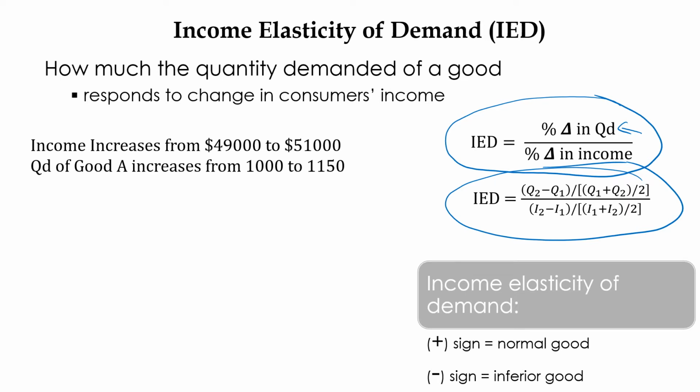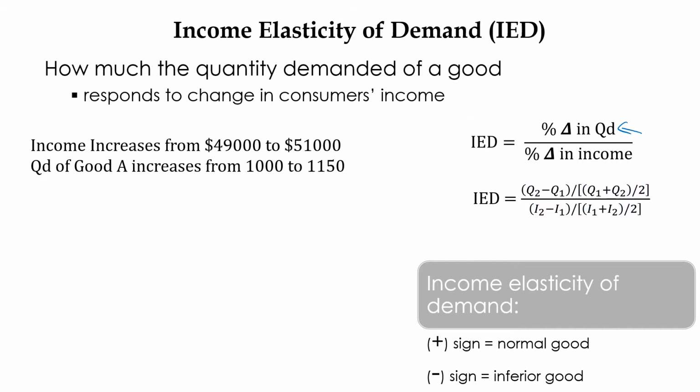So for example, the quantity demanded of a good increased from Q1 to Q2, and we divide that by the average, and we take the difference of our incomes and divide it by the average of the incomes as well. So we'll go over a working example here, but I don't think it'll be too difficult for you. Let's read the scenario here.